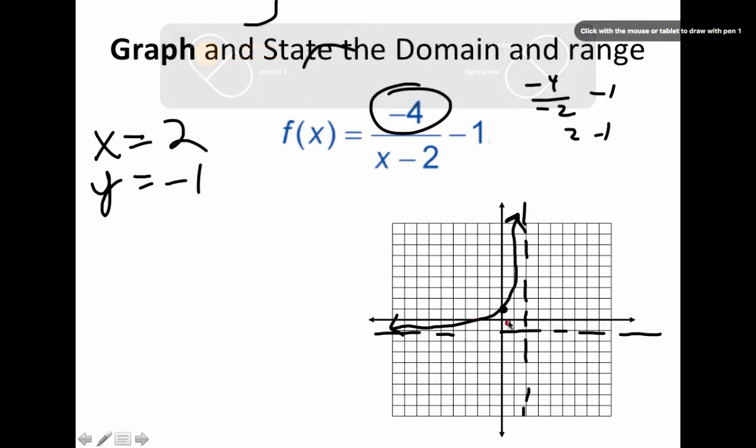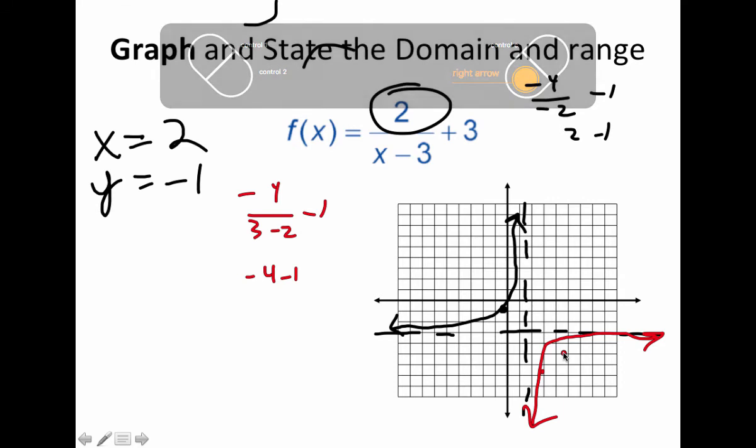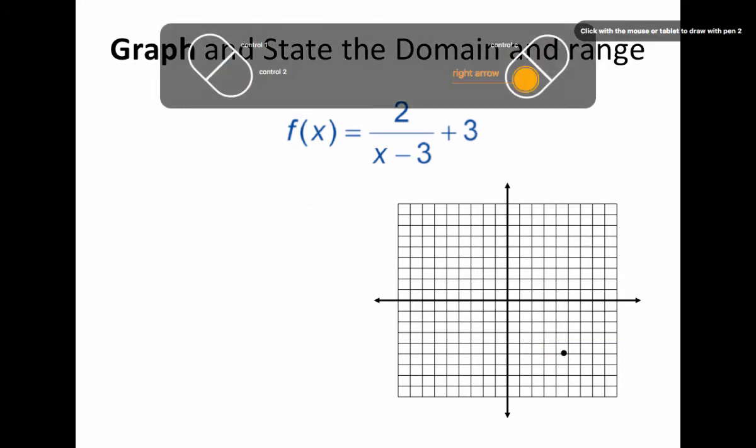I could put a 3 in there. Negative 4 over 3 minus 2, minus 1. That's negative 4 minus 1. That's negative 5. So I can go to 3, negative 5. I'm just picking these points. So I know I'm going to follow. I'm going to come up and I'm going to round out. And I'm going to follow those asymptotes. And that's all we really need to do. And that's basically it for these guys.